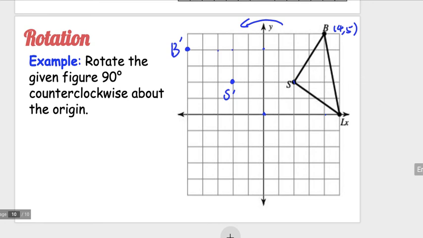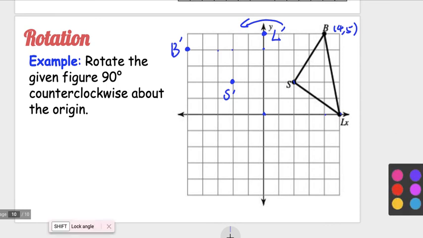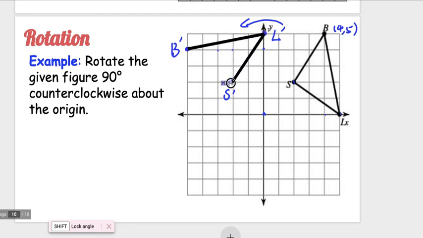Now let's work on the last one. The last one is actually easy because it's on the x-axis. We know it's going to go back here. So this is 1, 2, 3, 4, 5. Then this 5 becomes vertically 1, 2, 3, 4, 5. It's here. So this is L prime. Now I'm going to connect all the points here to get the straight lines: B to L, L to S, S to B. Then as you can see, this is our new image, the image of the rotation. And we also label everything this way.